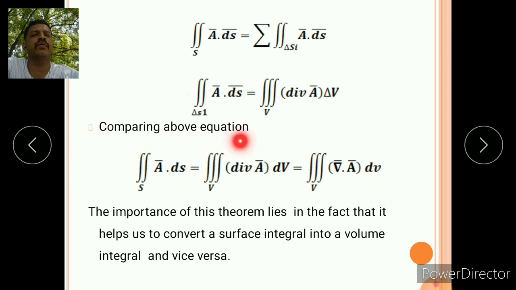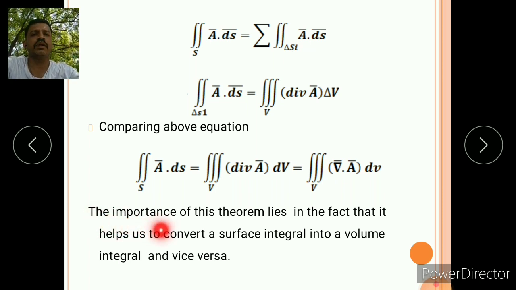Comparing the above two equations, this portion and this portion are the same. Therefore, this portion may be equal to this portion. So the surface integral of A dot dS is equal to the volume integral of divergence A dV, which is the triple integral or volume integral of del dot A dV.